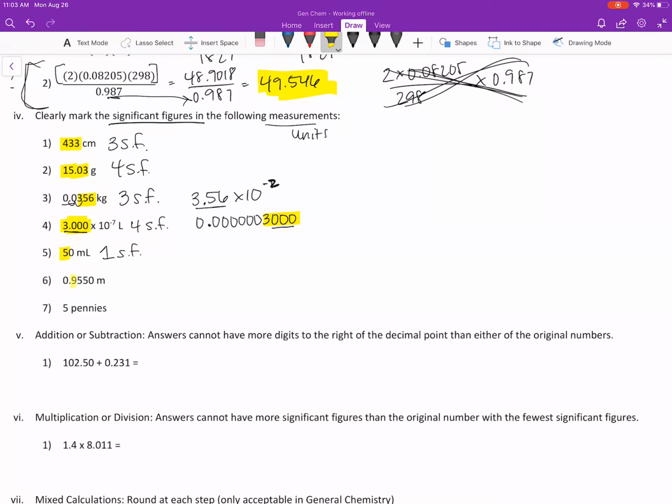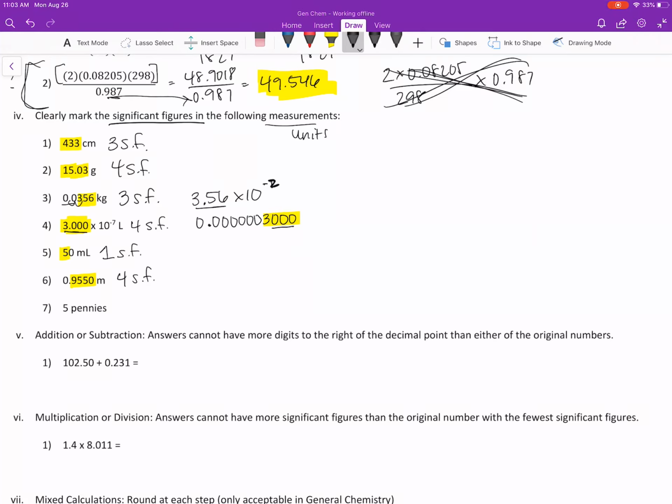Now this one has 2 different types of zeros. There is a leading 0, which is not significant, and then there is the 0 that falls after the decimal place, which is significant, and then the 9 and the 5 and the 5. So there are 4.